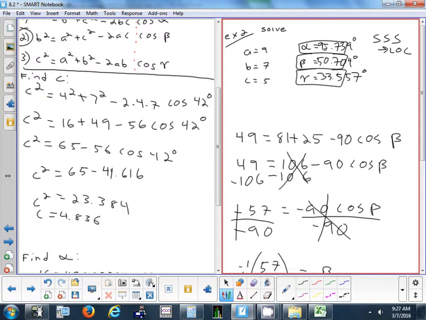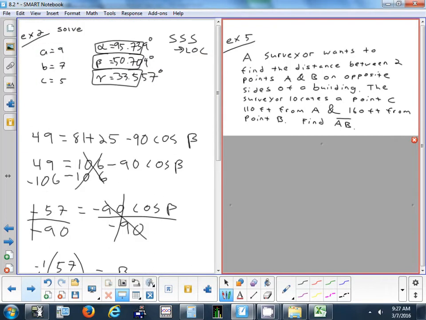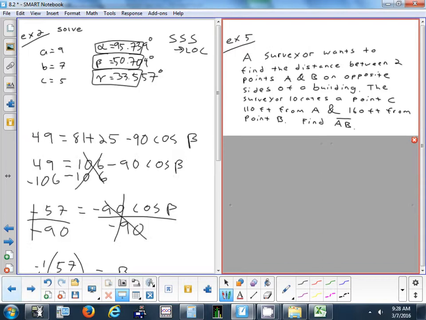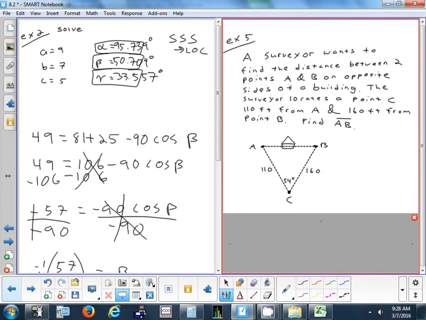All right, so the last thing we're going to look at is a word problem with the law of cosines. Okay, the diagram, I'm going to help you out and already set it up for you. And then we'll look at one application of the law of cosines, which is finding the area of a triangle. Okay, which is pretty easy.